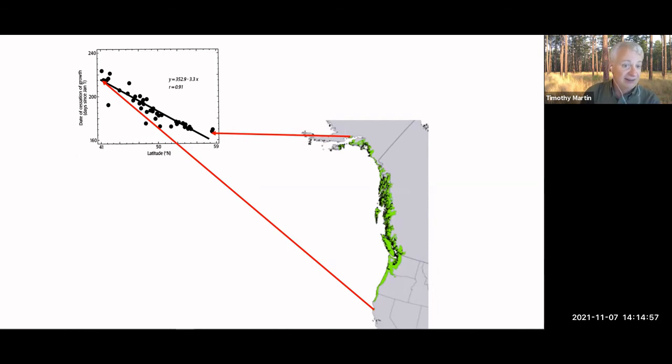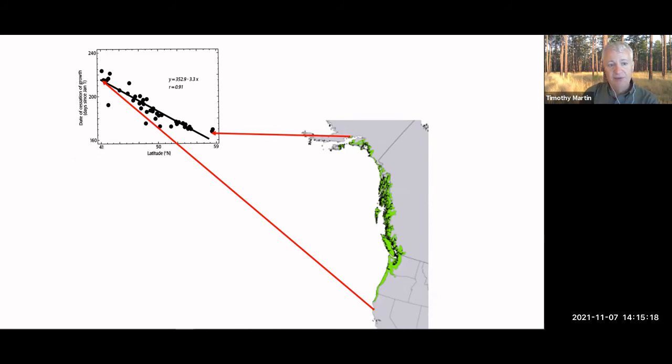Elevation is another proxy for environmental variation that can be really important. Just like latitude, it's a surrogate for change in environment that occurs with changes in elevation above sea level, often temperature and precipitation.